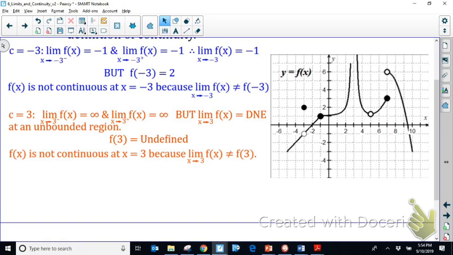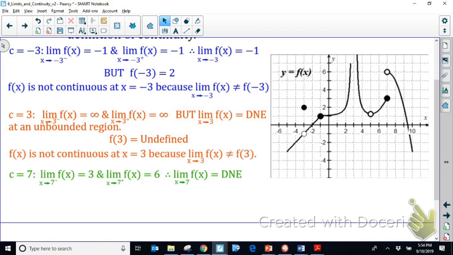So now we're going to be looking at f of 7, where we have our jump discontinuity. So again, we should be able to understand that these are not going to be continuous. But let's see how we would use the definition to show that it's not going to be continuous. So the left-hand limit and the right-hand limit, first of all, they don't match.